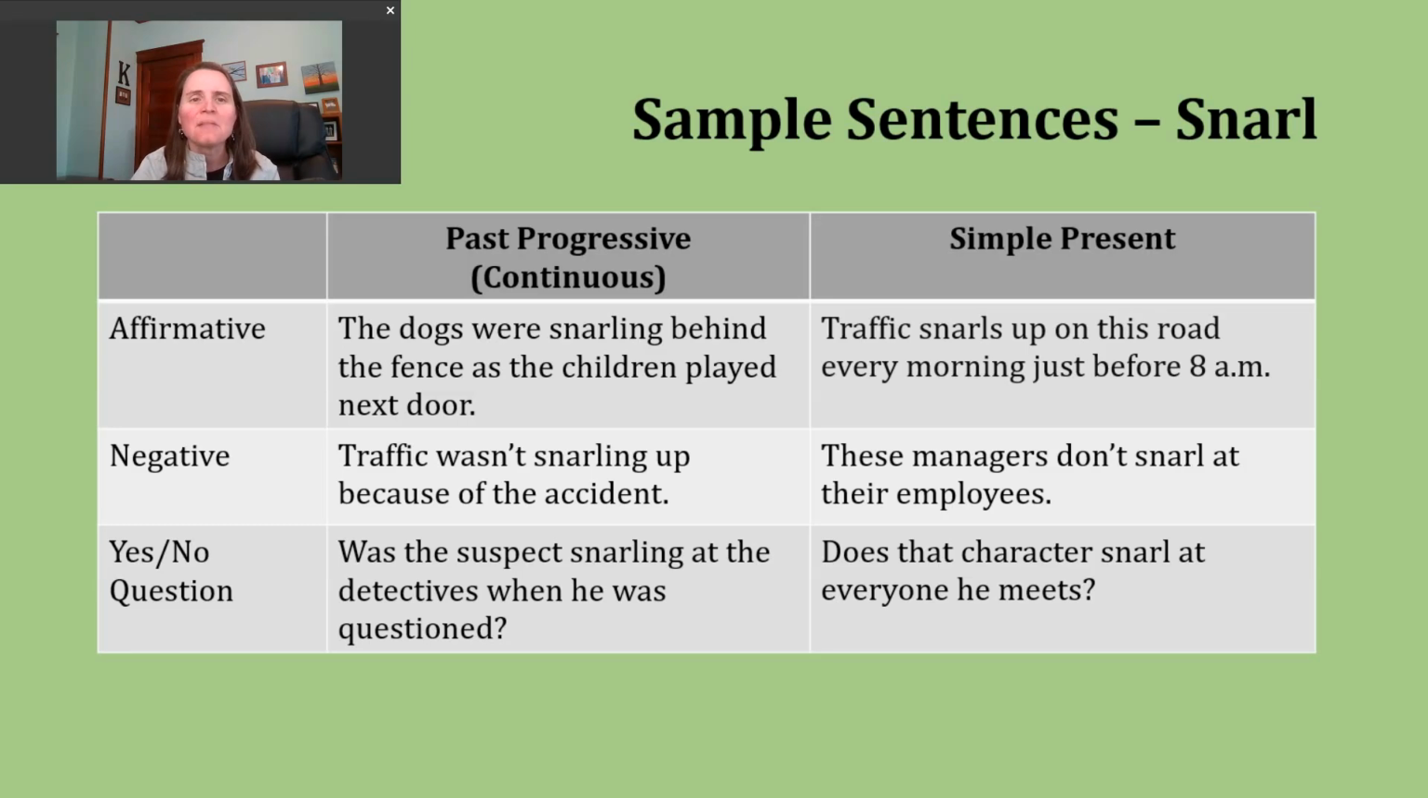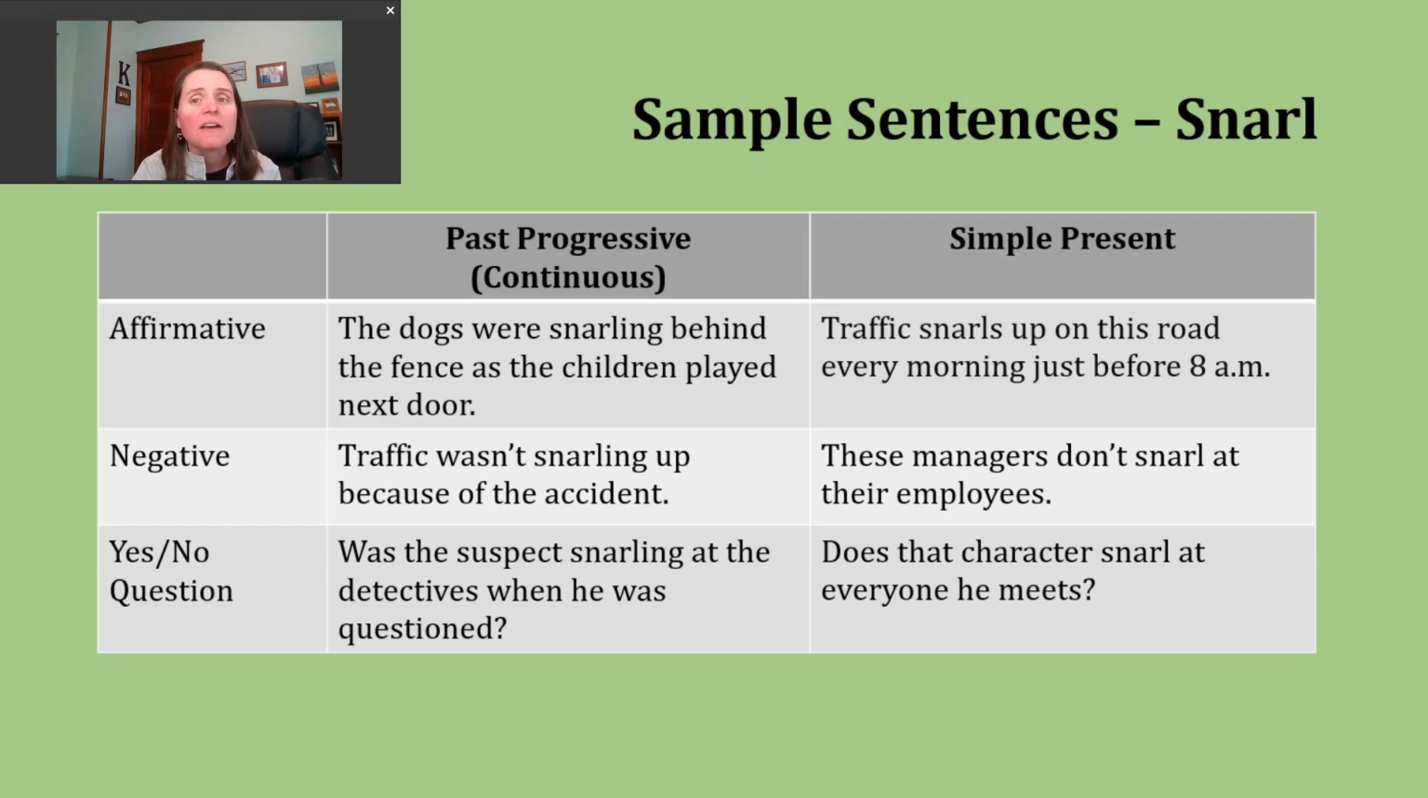Now let's look at making a yes or no question in the past progressive. To do this, start with was or were. Whatever form matches your subject, that subject comes next. Then use the ing form of the verb. Here's another example. Was the suspect snarling at the detectives when he was questioned? Right? So that might be describing that sort of angry way someone might be speaking to another person.